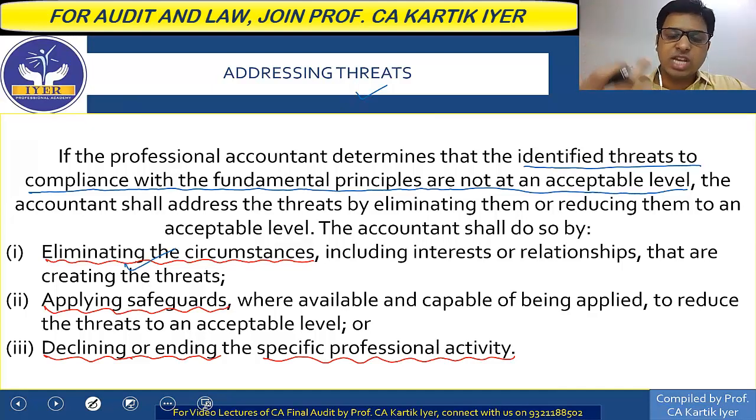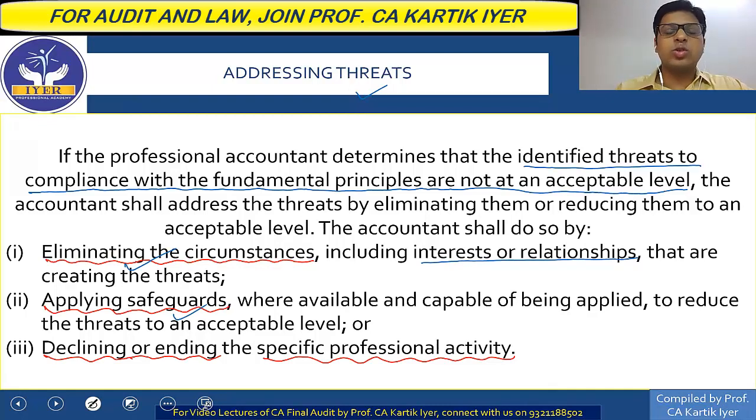We will not let the circumstance come. So basically, we will not allow any of our relatives to join the entity in which we are already there as an auditor. We will not allow them to join the entity at a higher position, like I explained in 141 subsection 3 clause F. So here they have given eliminating the circumstances, including interest or relationships that are creating the threats.